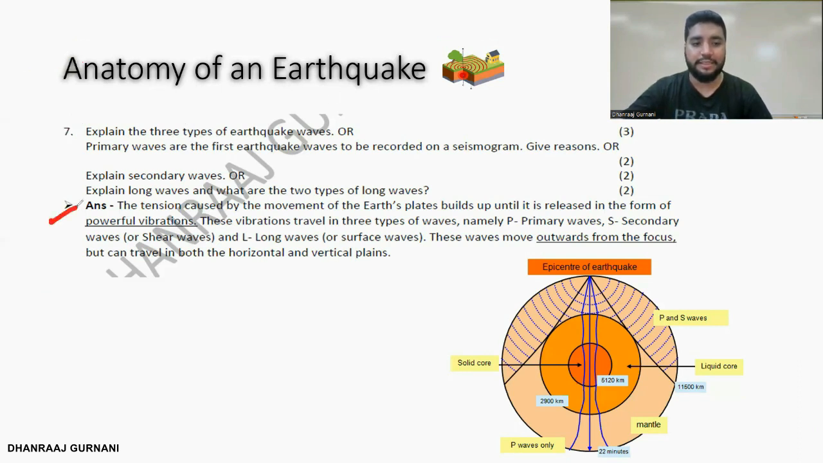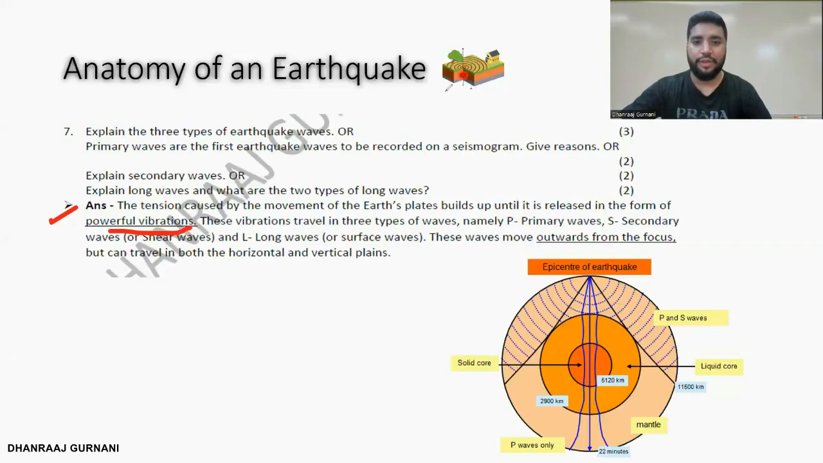The answer says the tension caused by the movement of the Earth's plates built up until it is released in the form of powerful vibrations. So the tension under the Earth's surface builds up because of the movement of the plates, and then it comes out in the form of powerful vibrations. These vibrations travel in three types of waves.